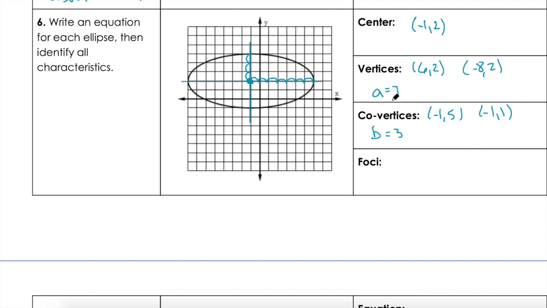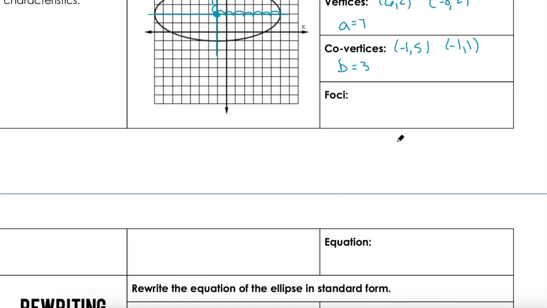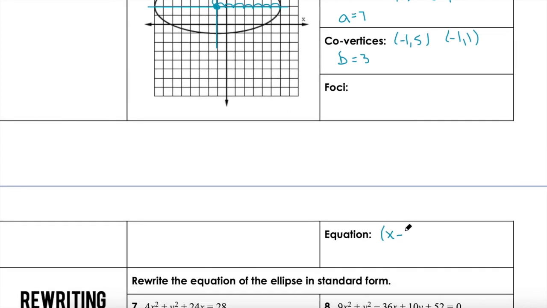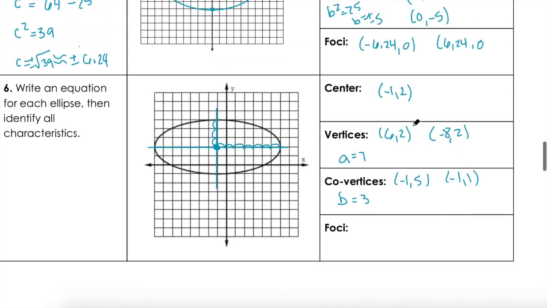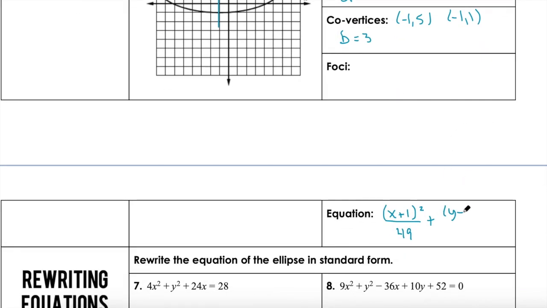To go ahead and write our equation now, we're going to say that we have x minus our center, which in this case our center was -1, so it becomes +1, quantity squared over, since our major axis is on our x, it's going to be over a squared here. So 7 squared is 49. Plus y minus our k value, which in this case is 2, quantity squared over our b value, which is 3. So 3 squared is 9, and that's going to equal 1.